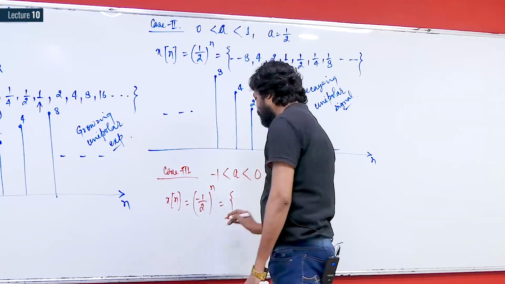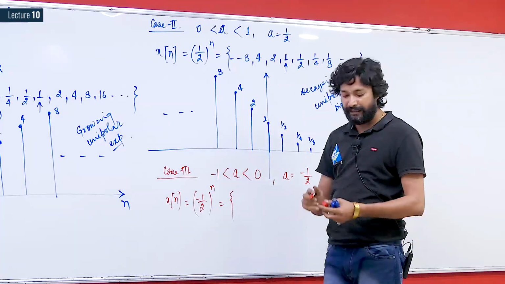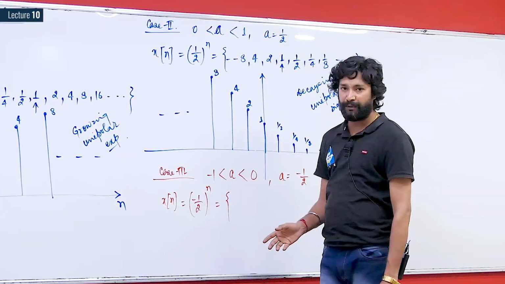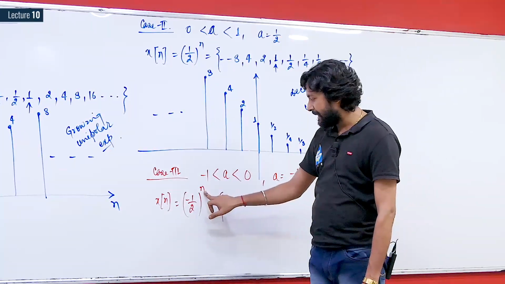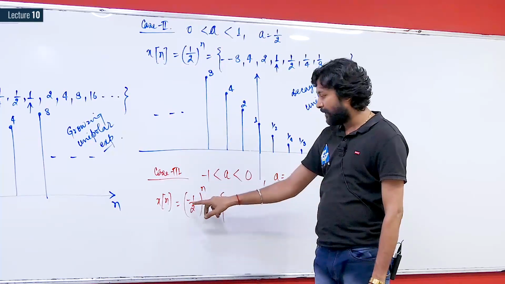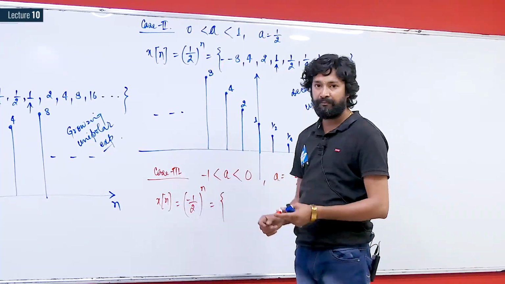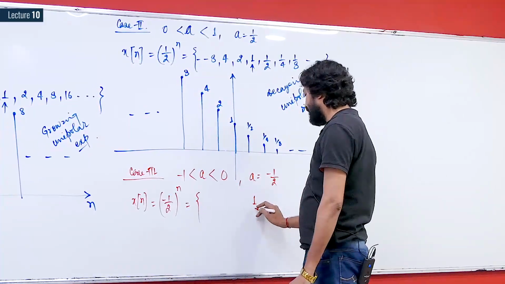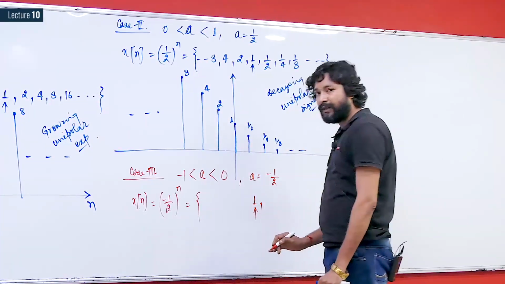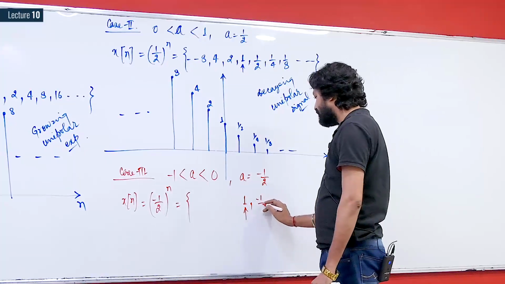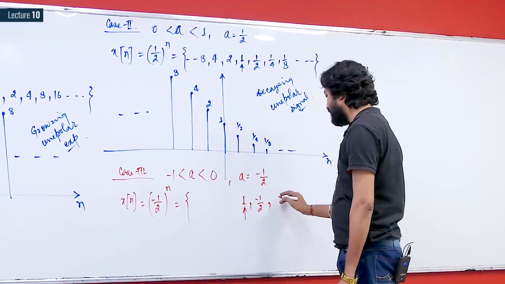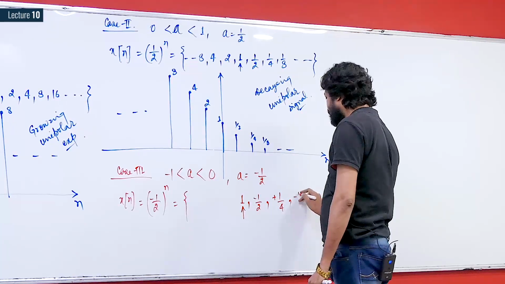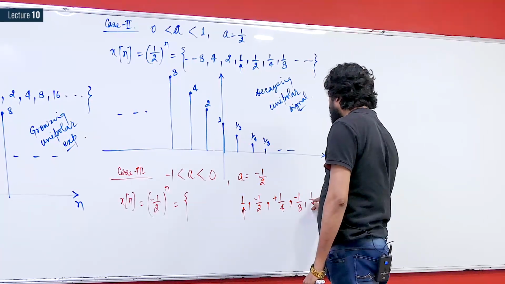Now, if you see here, if you are going to put any even number for n, then this negative sign will be positive, but if you are taking any odd values of n, then an odd power of this minus 1 is going to be negative. So, the value of signal x of n at n equals 0 is again equal to 1, but at n equals 1 the value is going to be minus 1 by 2, at n equals 2 the value is going to be plus 1 by 4, then minus 1 by 8, plus 1 by 16 and so on.